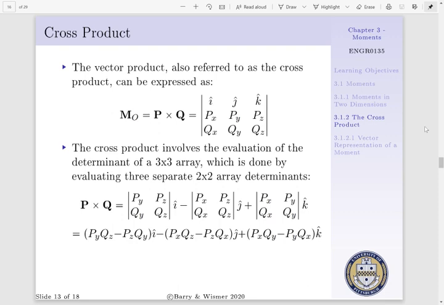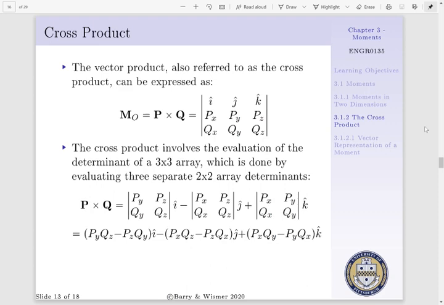And when we solve for the vector cross product, we have to take the determinant of the following array. The first row is populated by our unit vectors, i hat, j hat, and k hat. The second row is our moment arm, the x, y, and z components thereof. And the third row is the x, y, and z components of our force vector. This cross product involves taking the determinant of this 3x3 array, which we can do by breaking it down into 3 separate 2x2 arrays and taking the subsequent determinants thereof.